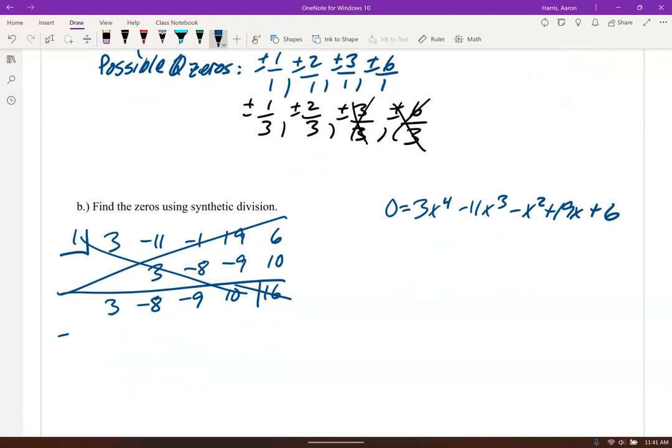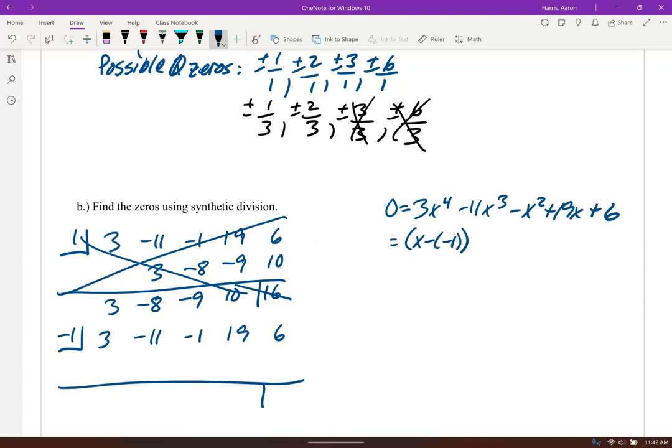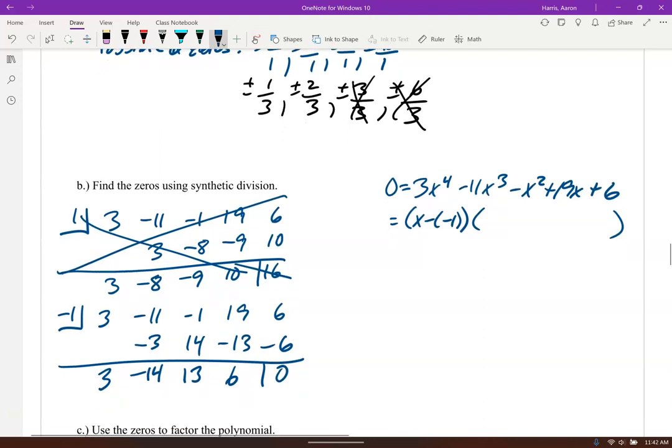Let's try -1. Does -1 work? If -1 works, then x minus -1 is a factor. Yeah, so let's see if it works. 3, -3, -14. Hey, it does work. So let's put that quotient in. So this will be 3x to the third, one degree less, minus 14x squared plus 13x plus 6. Let's put that in right here: 3x to the third minus 14x squared plus 13x plus 6.